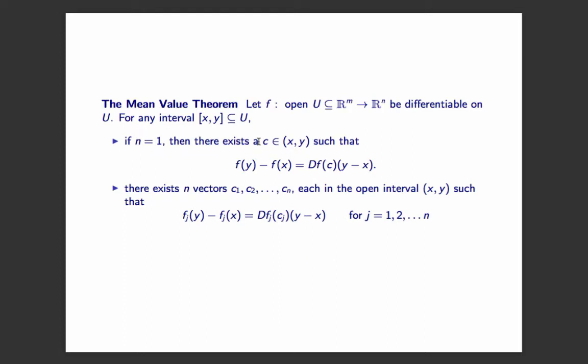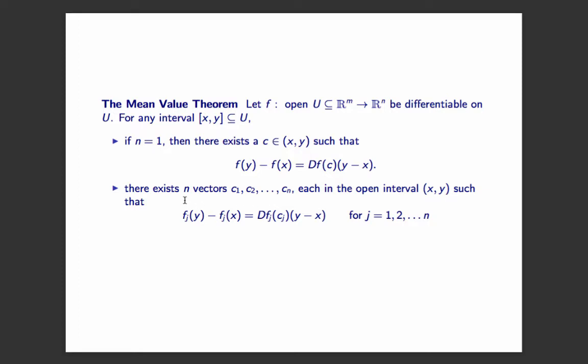So now we can state the mean value theorem. Let F map an open set U in Rm to Rn, and suppose it's differentiable on U. Notice here I'm saying that it's differentiable on the entire domain U. Then for any interval x, y contained in U. Now remember, when I say an interval, what I mean is the line segment joining x to y. If n is equal to 1, then f of y minus f of x is equal to the derivative at some point c in the open interval from x to y times y minus x.